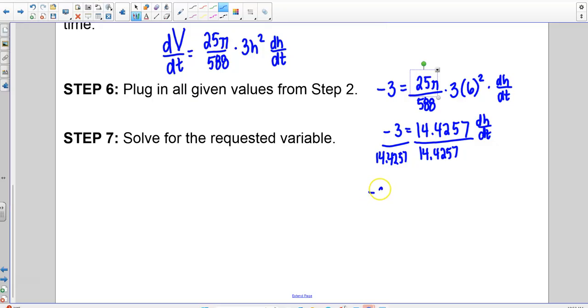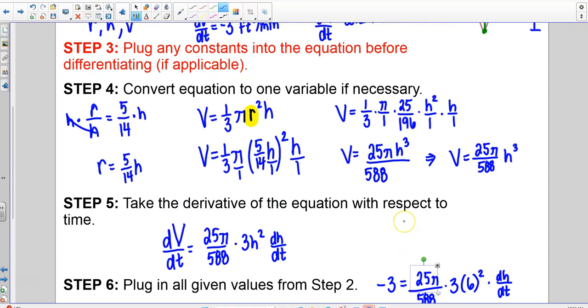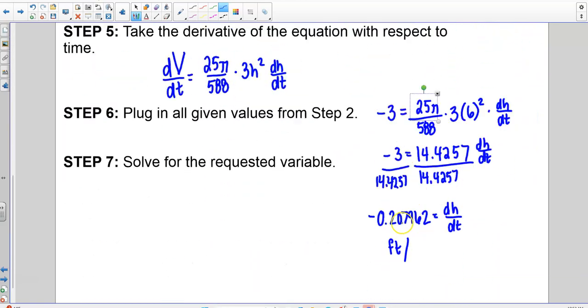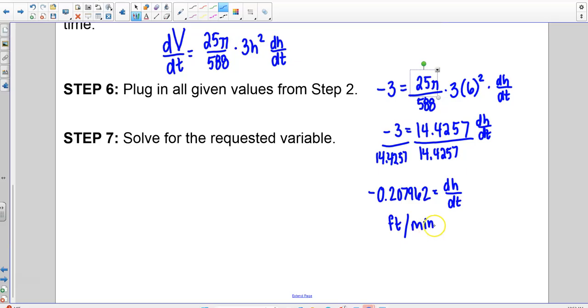And I'm getting negative 0.207962 for my dH dt. You might see a cone problem that is not calculator active, but if you do, it'll be easier numbers for that. I don't expect you to see something like this. For this, height is measured in feet, and time, it was minutes, wasn't it? I'm pretty sure. Yep. Time is measured in minutes, so we're looking at feet per minute.